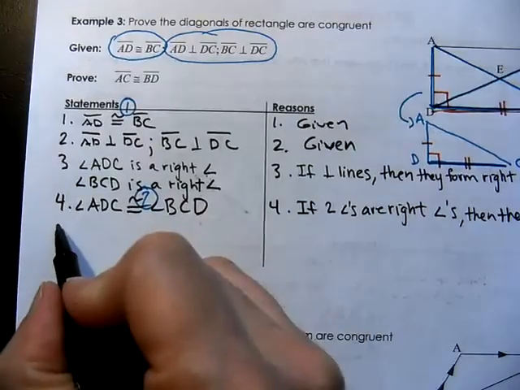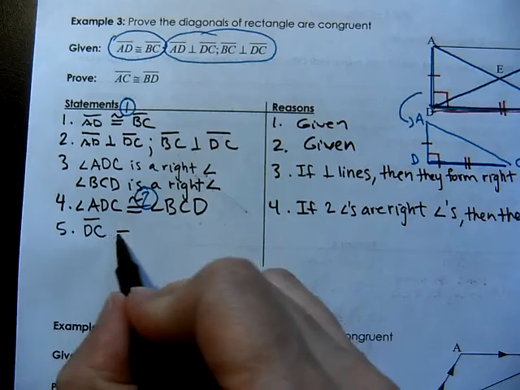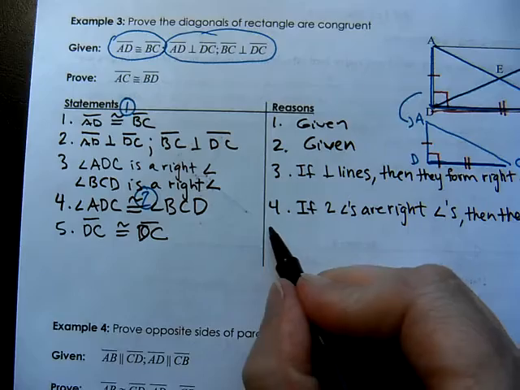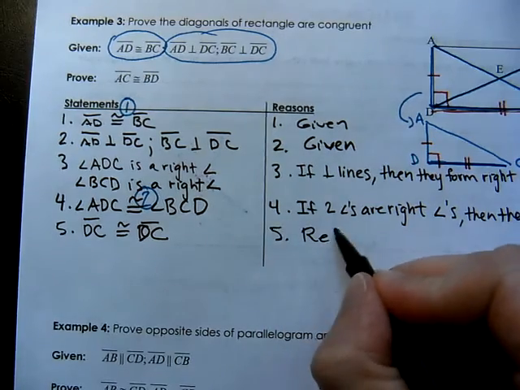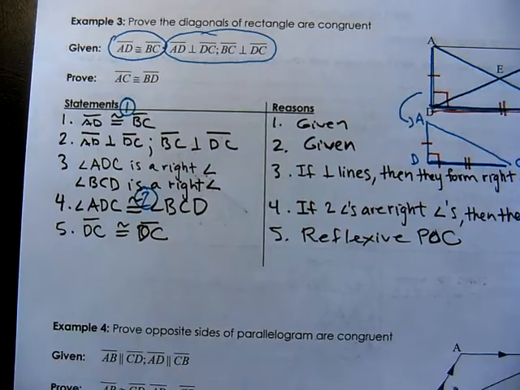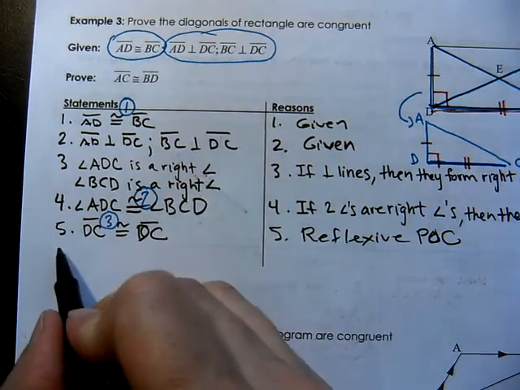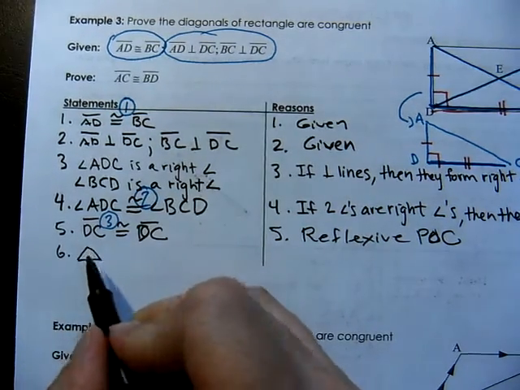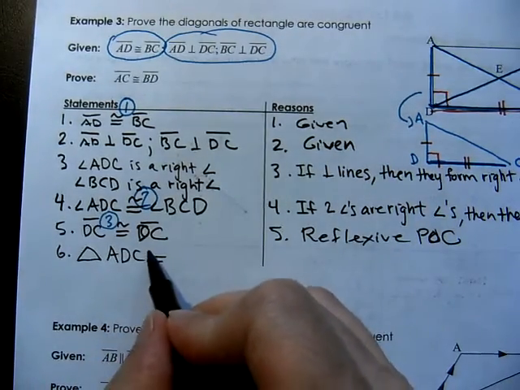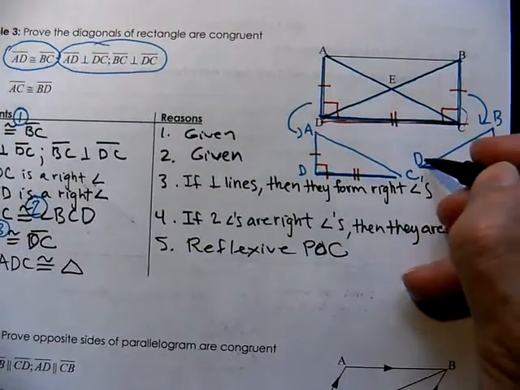So we've marked it, we have to then name it. So this is segment DC is congruent with segment DC, and that is our reflexive property of congruency. And so now we have 3 pairs of congruent parts. So now we can say the triangles are congruent. So triangle on the left, triangle ADC, is congruent with the triangle on the right, triangle BCD.